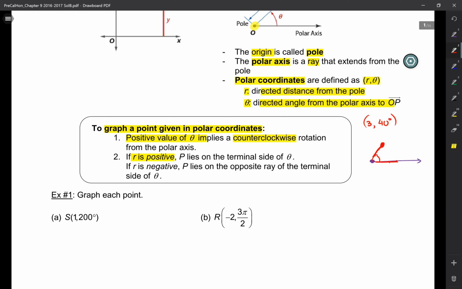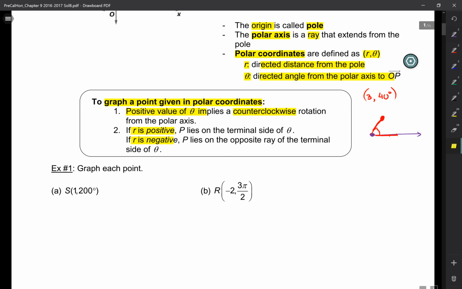Now, what if your r is negative? Suppose now my r is negative 3 comma 40 degrees. So here's what I do. I go out, I rotate this 40 degrees. So where is my ray now? Right there. But since r is negative, you go in the opposite direction. You make an opposite ray, and your point is right there. Okay?